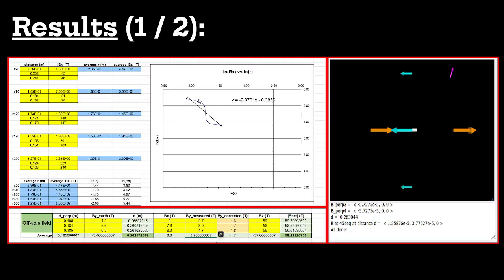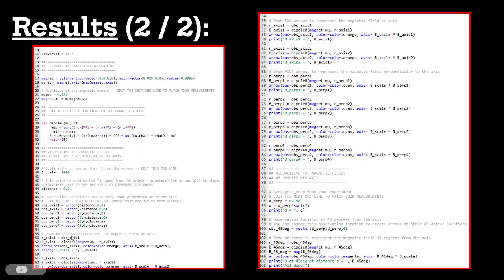And that graph is what I was talking about here. This was the overall Excel graph results from the whole experiment. You can see things like the D perp, the B by Earth, the net B, and all of these sorts of things, the different distances and the different r values. And this was the graph produced by the GlowScript code. You can see that the D was 0.263, which is a little off from what you would expect here, which could be due to some errors we'll get into later.